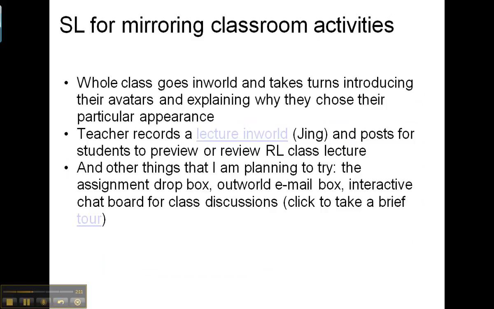The last thing that I wanted to talk about is using Second Life for mirroring classroom activities. And this I've been doing more at advanced levels. The whole class goes in world and takes turns introducing their avatar and explaining why they chose their particular appearance.